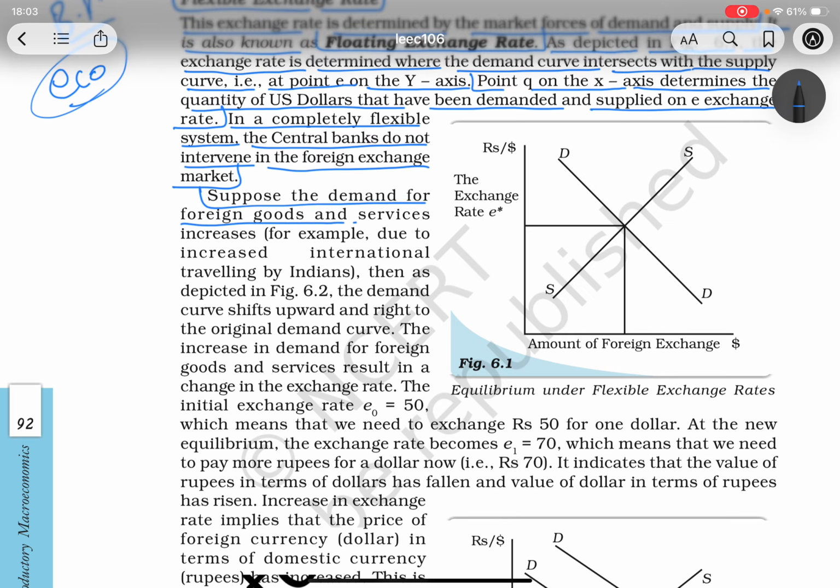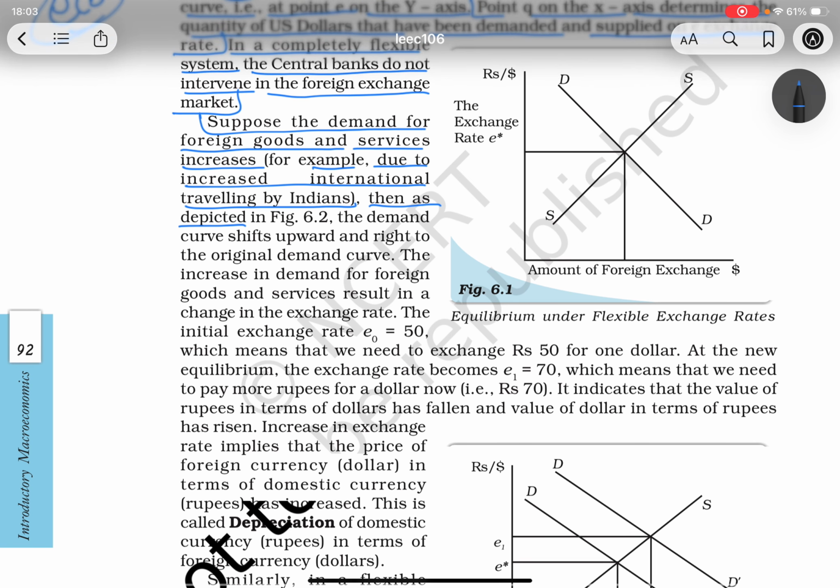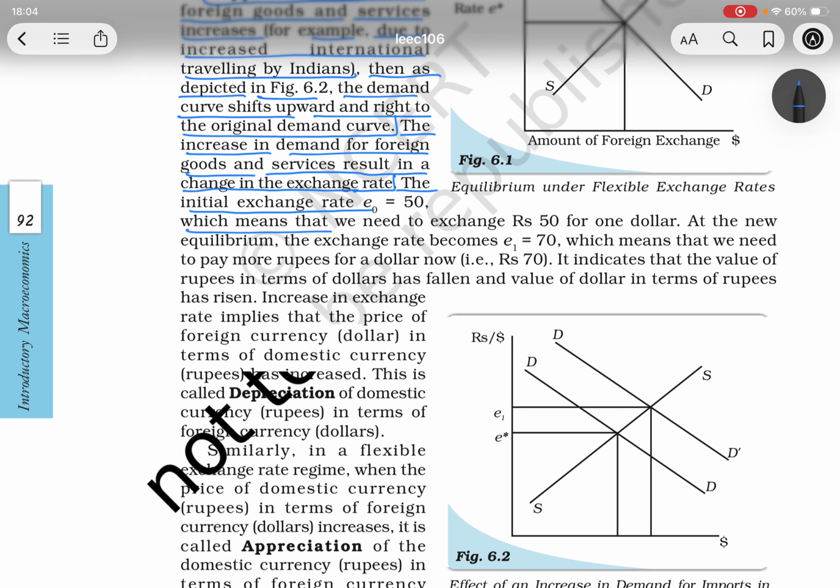Suppose the demand for foreign goods and services increases, for example, due to increased international traveling by Indians. Then, as depicted in figure 6.2, the demand curve shifts upward and right to the original demand curve. The increase in demand for foreign goods and services results in a change in the exchange rate. The initial exchange rate E0 equals 50, which means that we need to exchange rupees 50 for $1. At the new equilibrium, the exchange rate becomes E1 equals 70, which means that we need to pay more rupees for a dollar now, that is rupees 70.